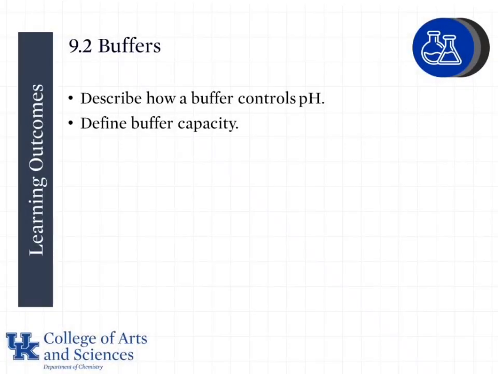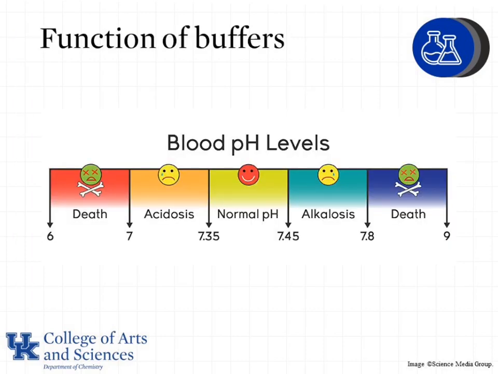In this lesson, we will describe how a buffer controls pH and define buffer capacity. Remember that the function of buffers is to resist changes in pH. The human body functions in a very narrow range of pH values, and so our blood actually has several buffers in it in order to maintain that pH.